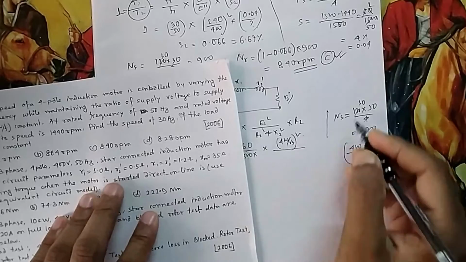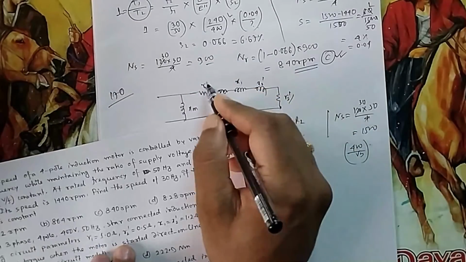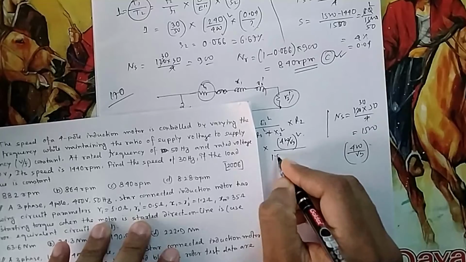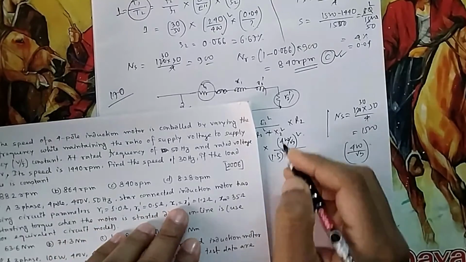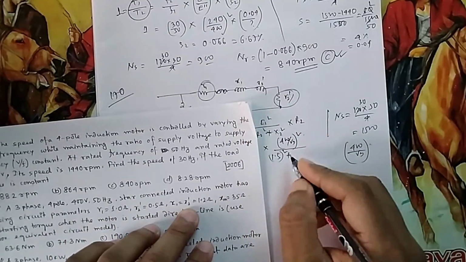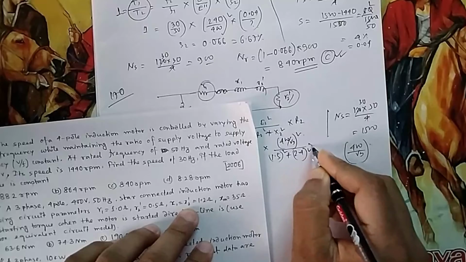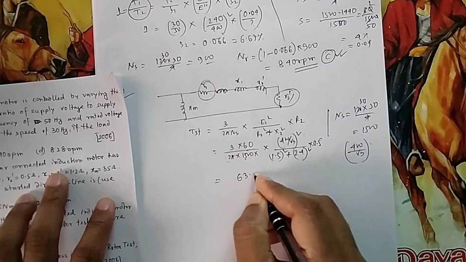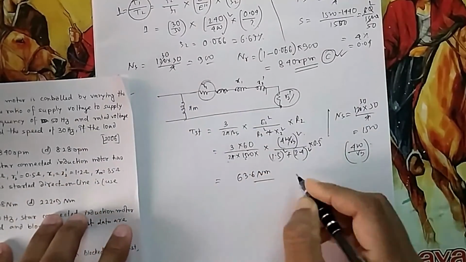What is R2? What will be the total R in this equivalent circuit? This plus this, that will be the total resistance, that is 1.5 square. And what is X total? 1.2, 1.2, it will be 2.4 square multiplied by 0.5. So if you do this one, it will be 63.6 Newton meter. That is your option A.